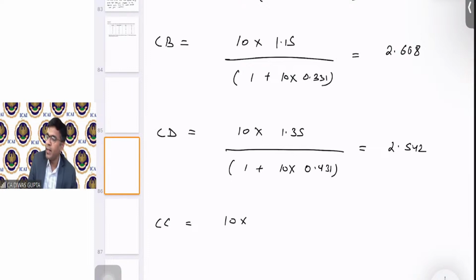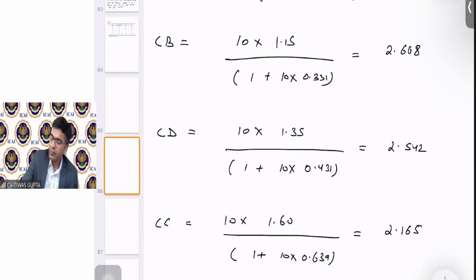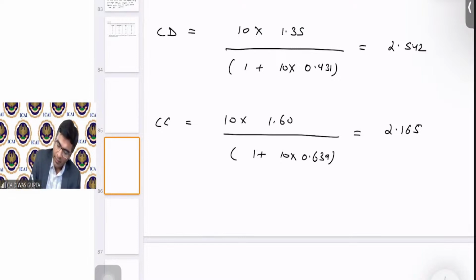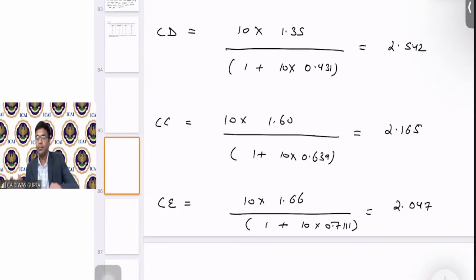Then for C, it will be 10 into 1.60 divided by 1 plus 10 into 0.639, which is equal to 2.165. Then for E, it is 10 into 1.66 divided by 1 plus 10 into 0.711, which gives 2.047. So with this, we have calculated the C value for all the securities, right?